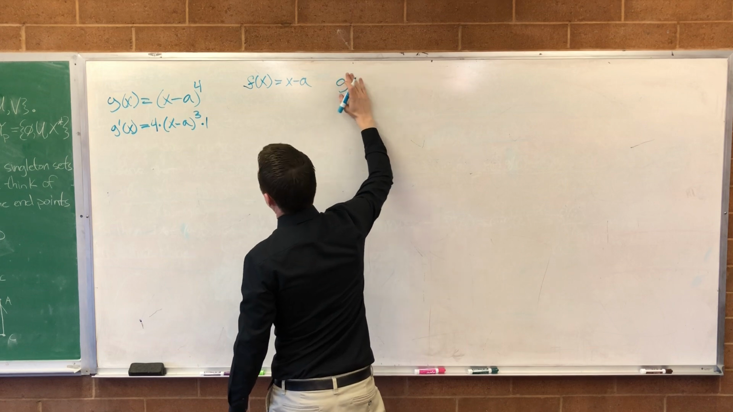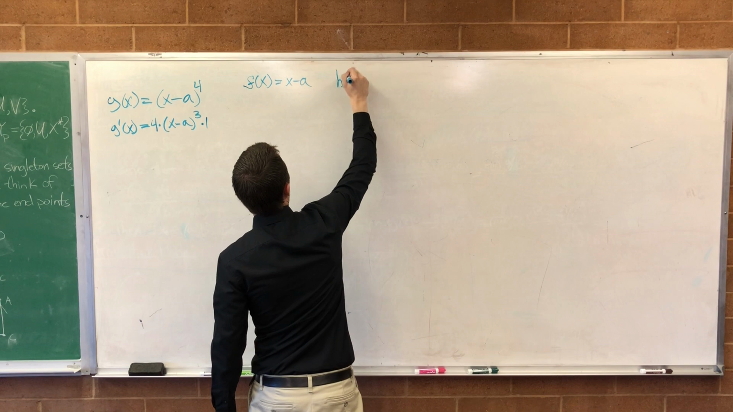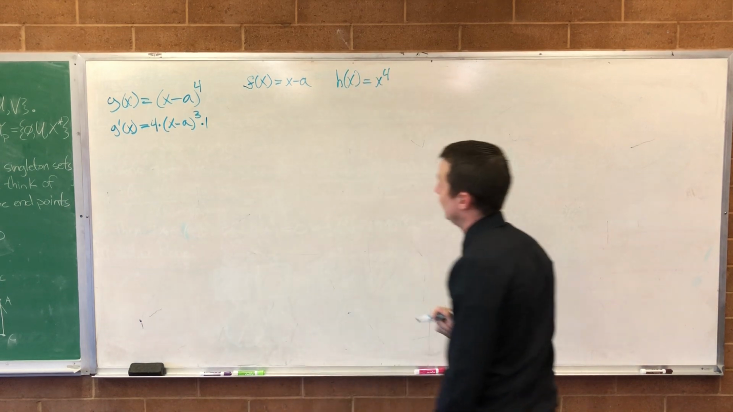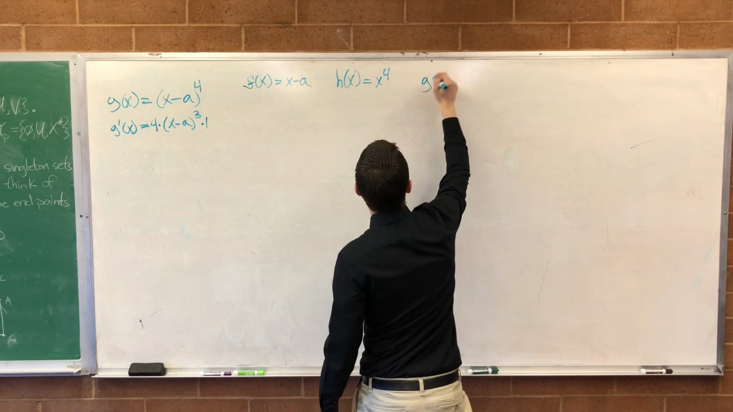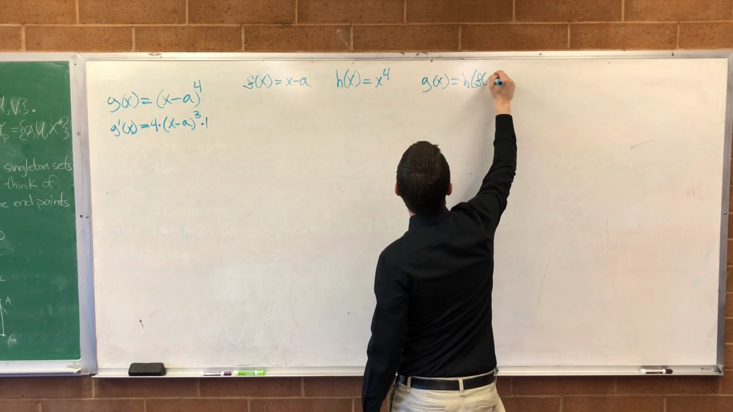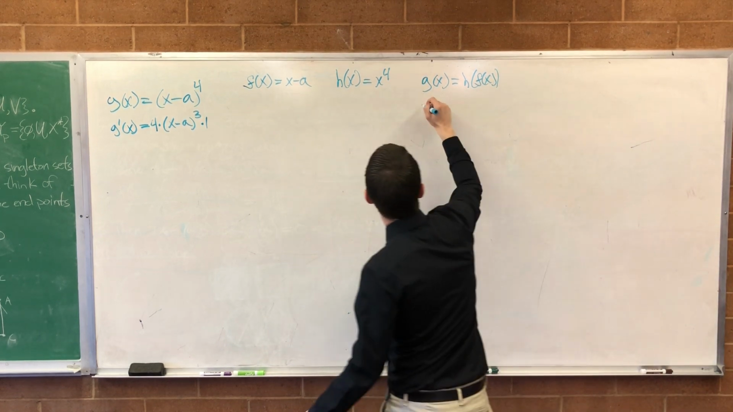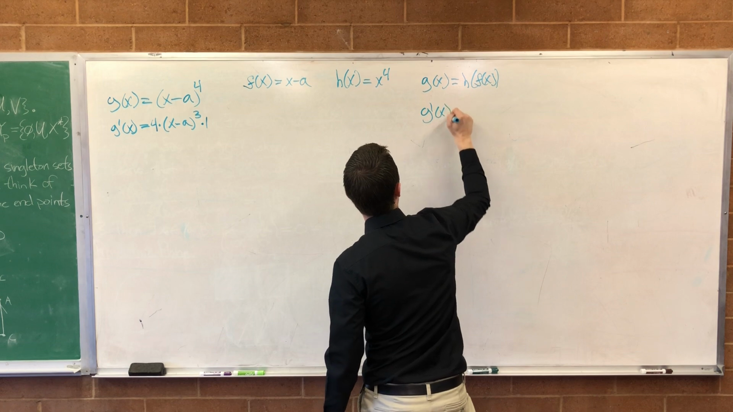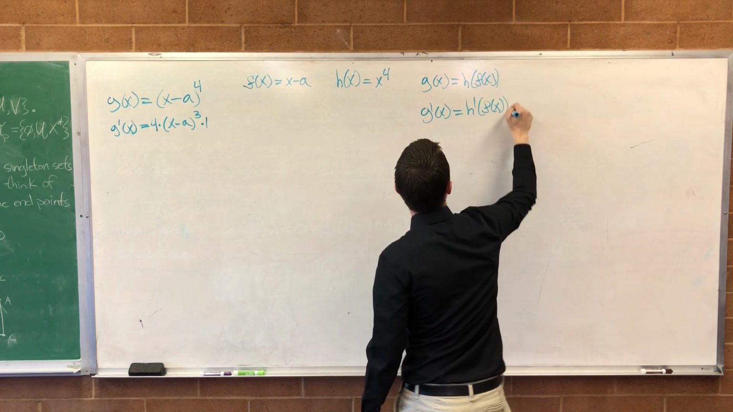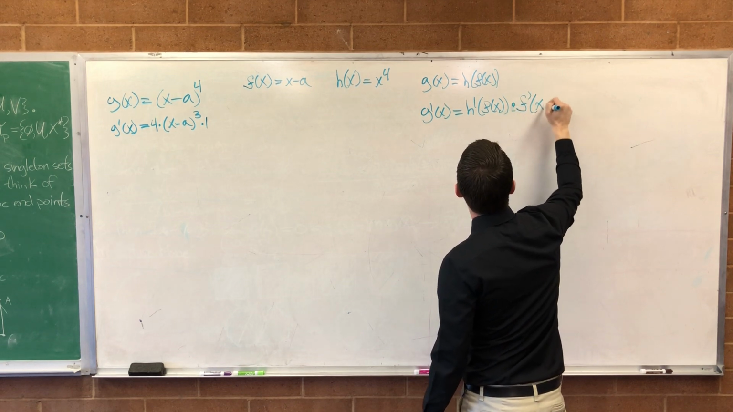and let me use h now, I already used u over there, and we'll say h of x is equal to x to the 4, right? So now I can say g of x is equal to h of f of x. You with me there? So, g prime of x then, just using the chain rule, is equal to h prime of f of x times f prime of x.